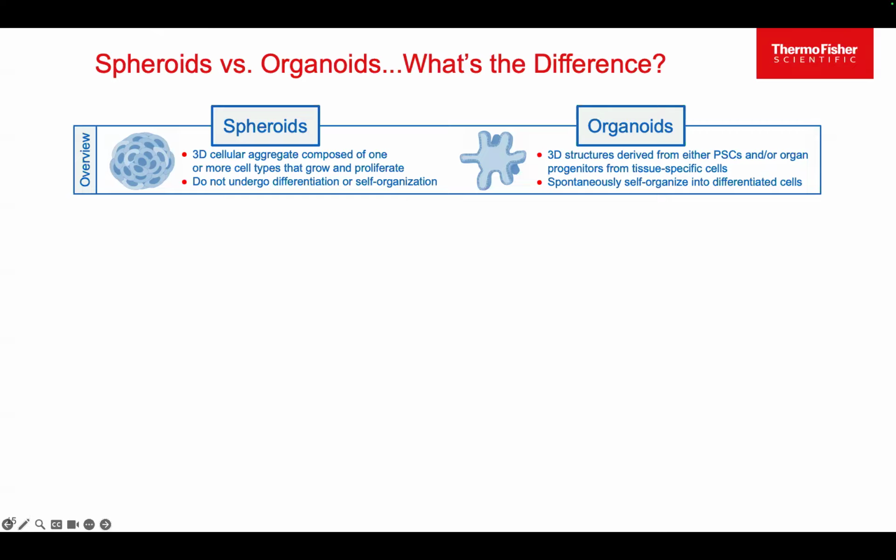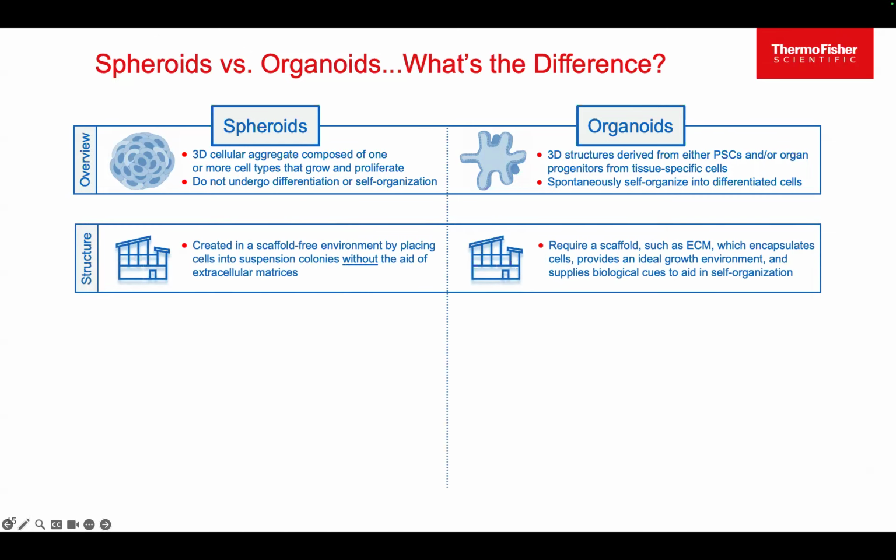Spheroids often retain the starting characteristics of the cells, but they don't spontaneously undergo differentiation or self-organization, whereas organoids do. As you see here on the right, these are 3D structures. These organoids derive from, say, PSCs, sometimes also from organ progenitors, so tissue-specific stem cells, in which the cells spontaneously self-organize into differentiated functional cell types. And I would say they more closely resemble their in vivo counterpart and therefore mimic at least some function of that particular organ.